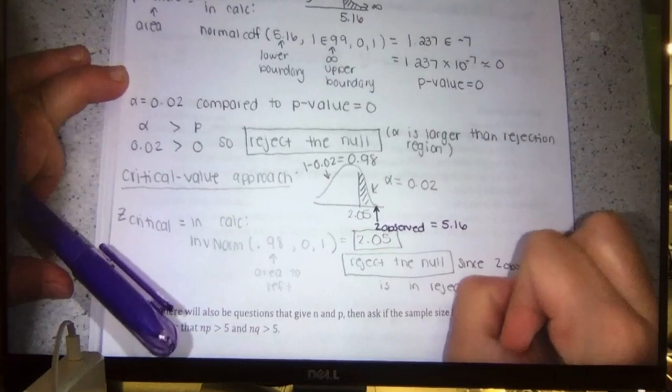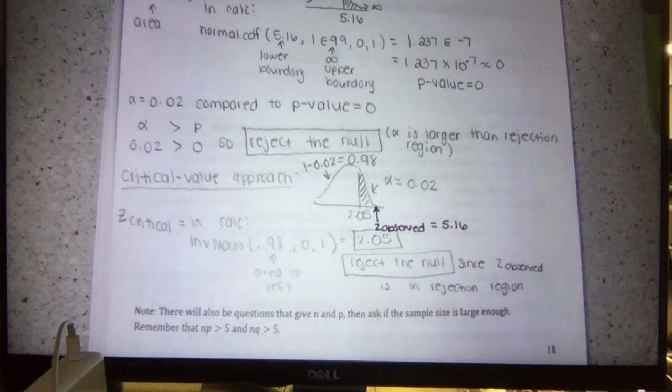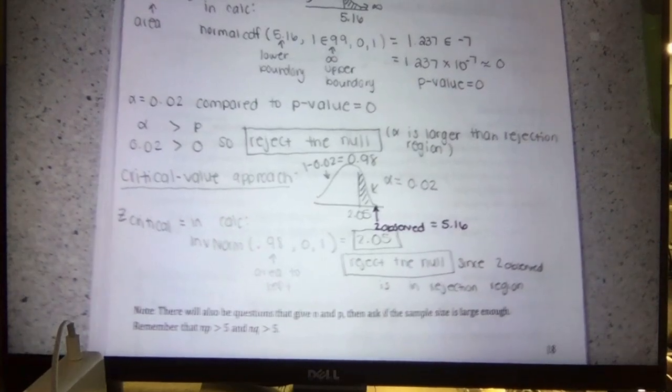Note, there will be questions that give n and p and then ask if the sample size is large enough. So just remember that for those questions, n times p has to be greater than 5 and n times q has to be greater than 5. It was something that we did earlier. As I was going through all the examples, I wanted you just to remember that.